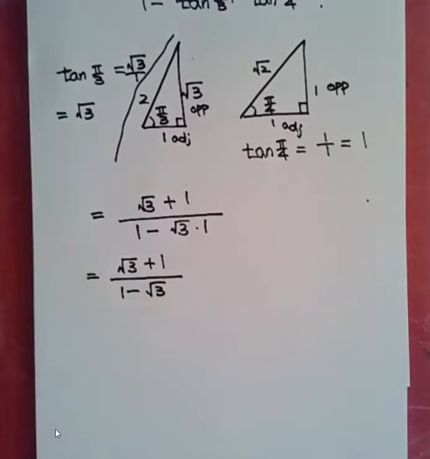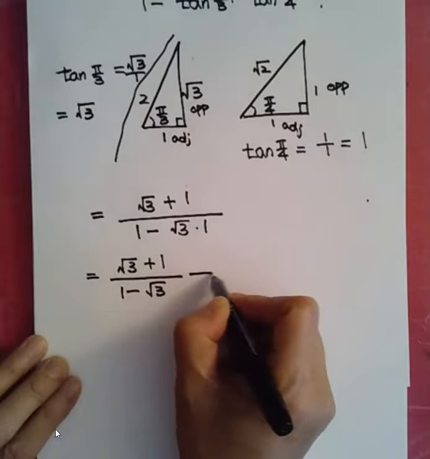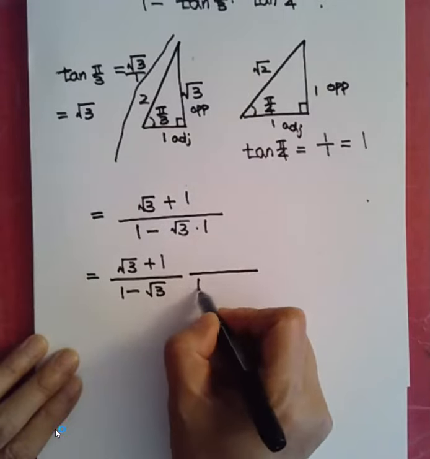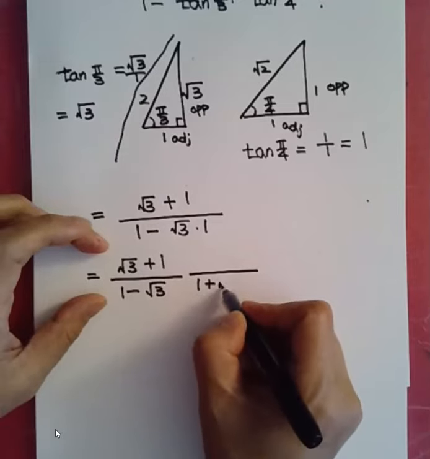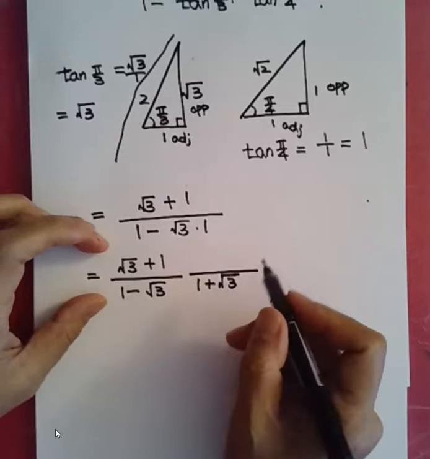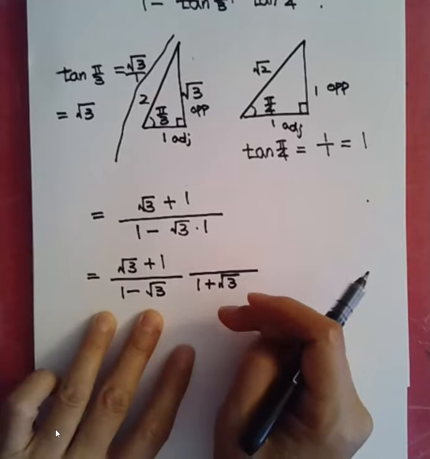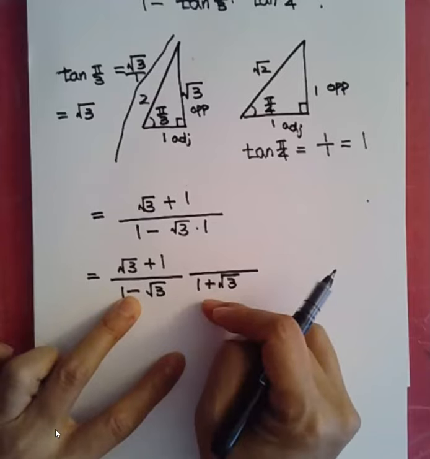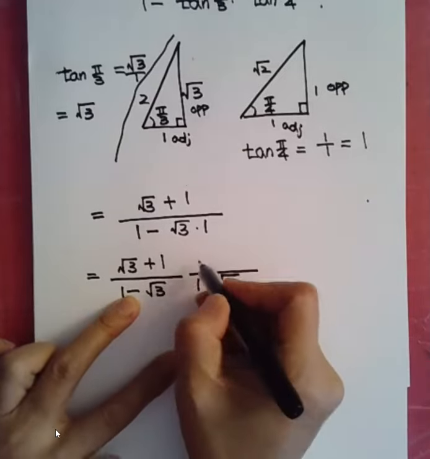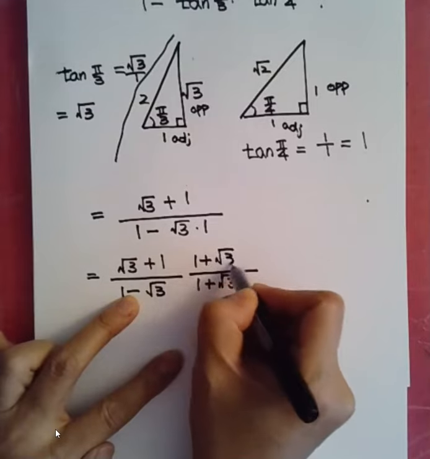I'm not sure whether your teacher will accept this answer or not, but in this particular case, if we rationalize it, then the answer looks better. So let's do that. Rationalizing this kind of fraction can be done by multiplying by the conjugate of the denominator, meaning we just switch the sign in the middle, and then multiply it to the numerator and the denominator.